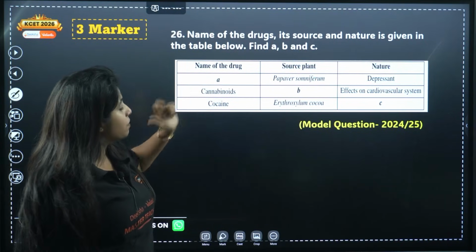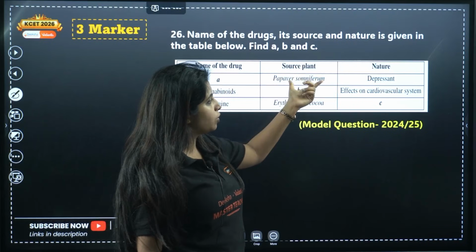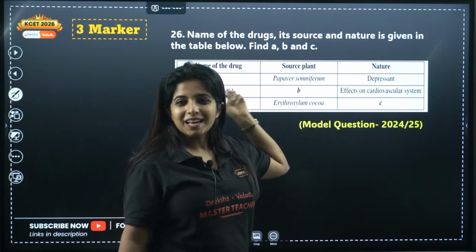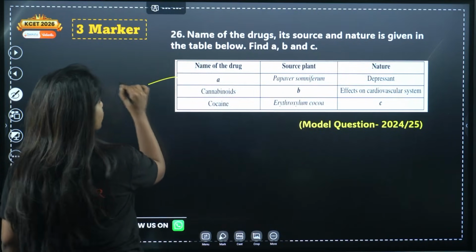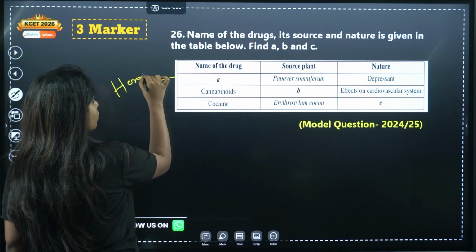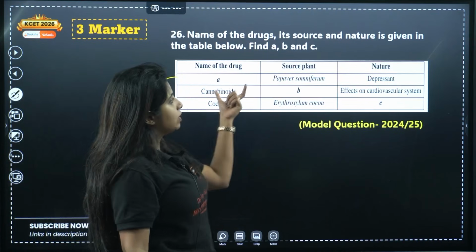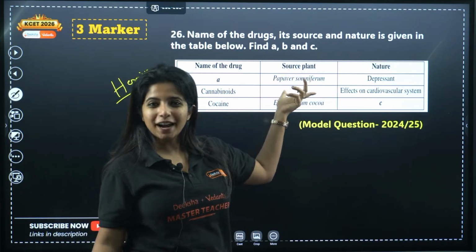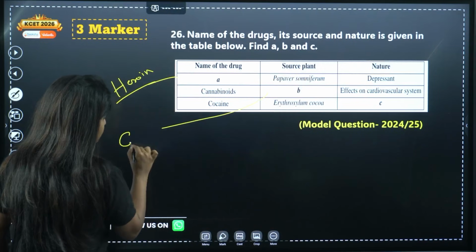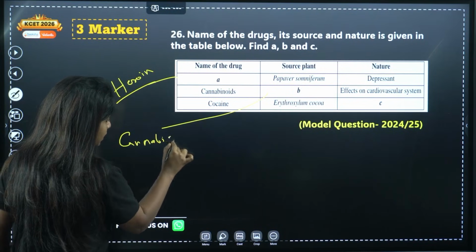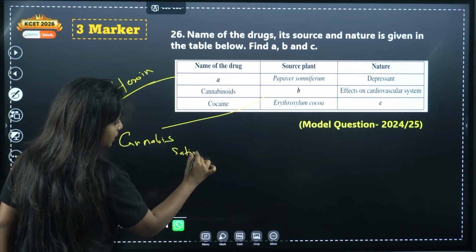Over here, for drug A, the source plant is Papaver somniferum. It is a depressant. In Papaver somniferum, the depressant is what? None other than heroin. Now cannabinoids are given. Source plant is what? Source plant, do you know? It is Cannabis sativa.